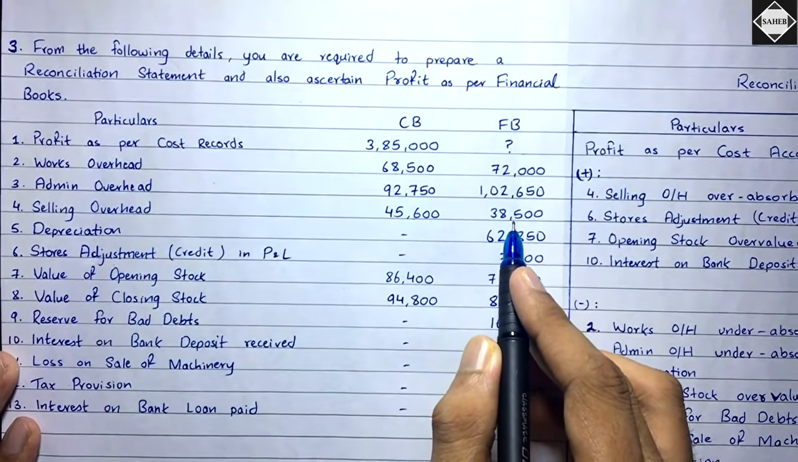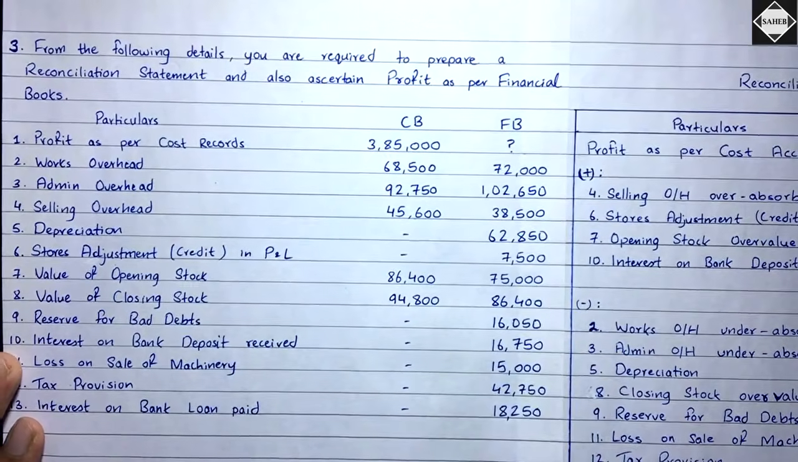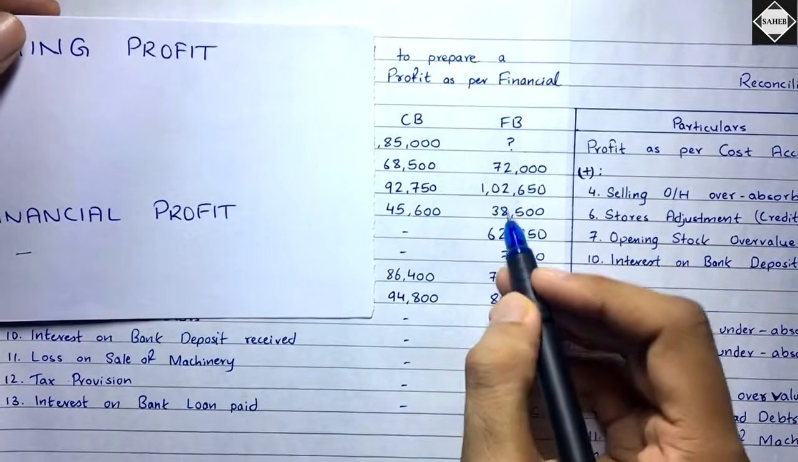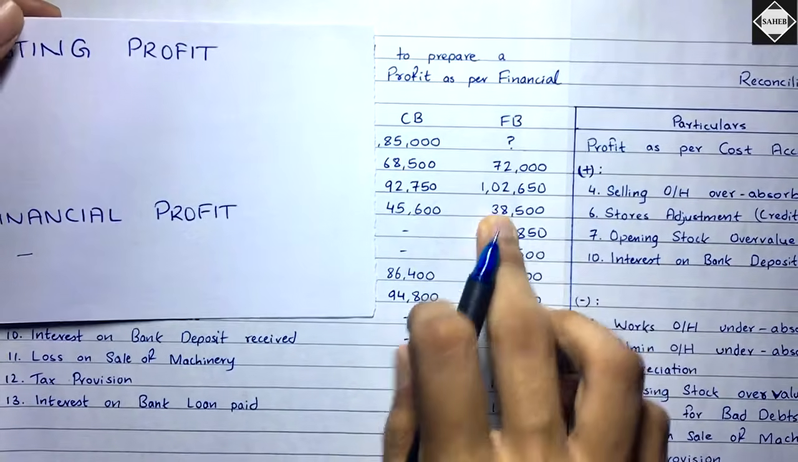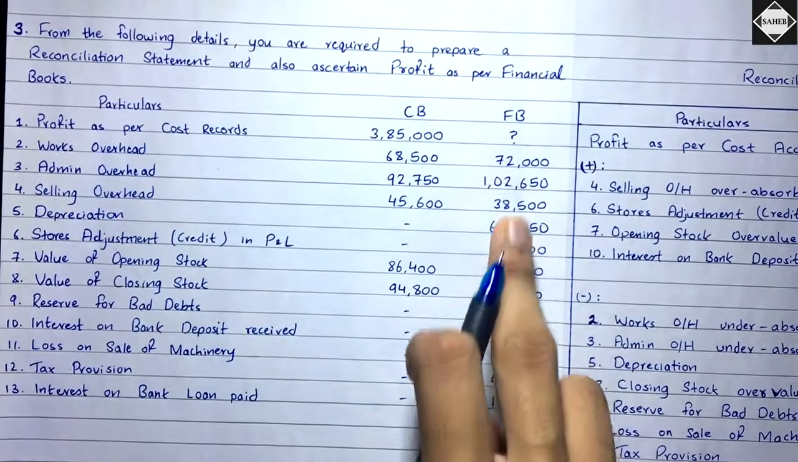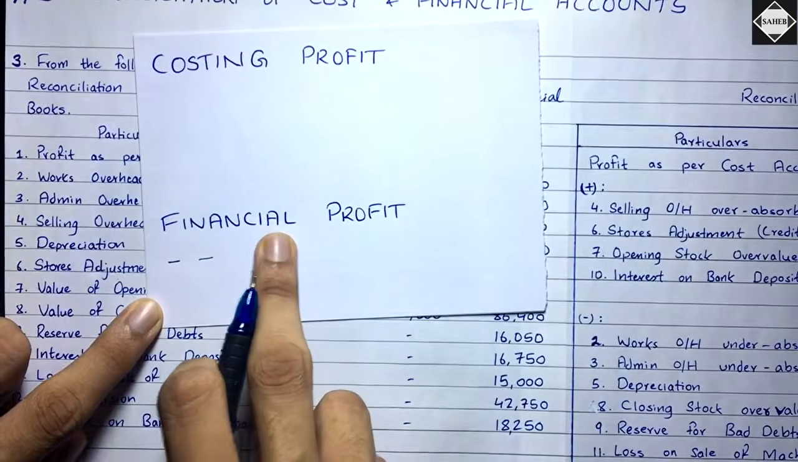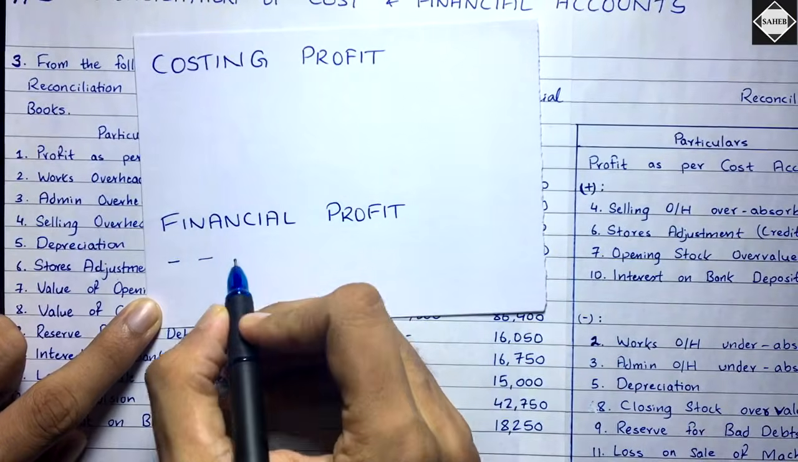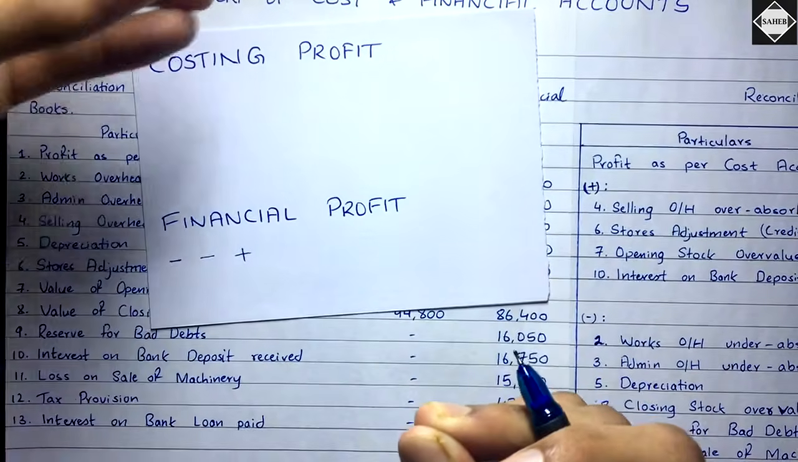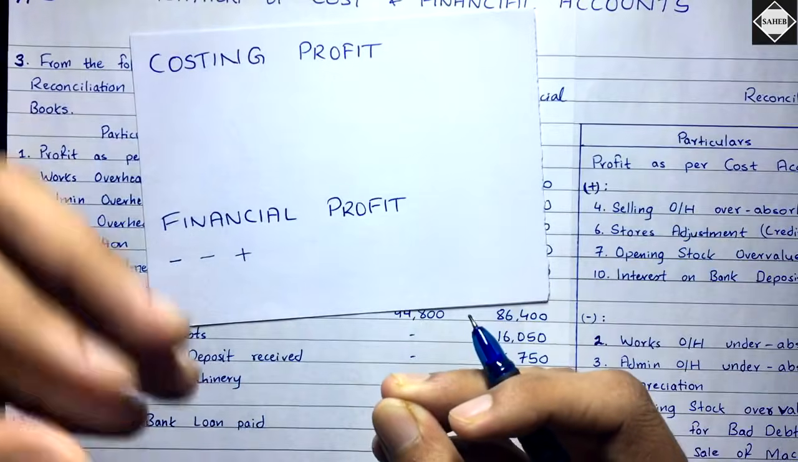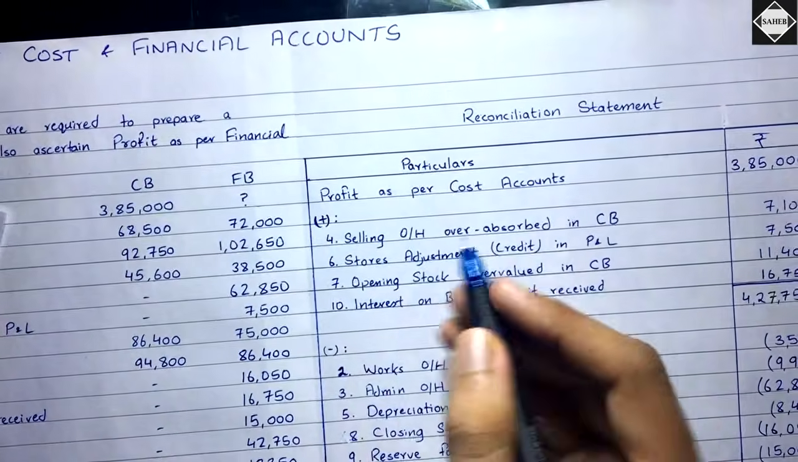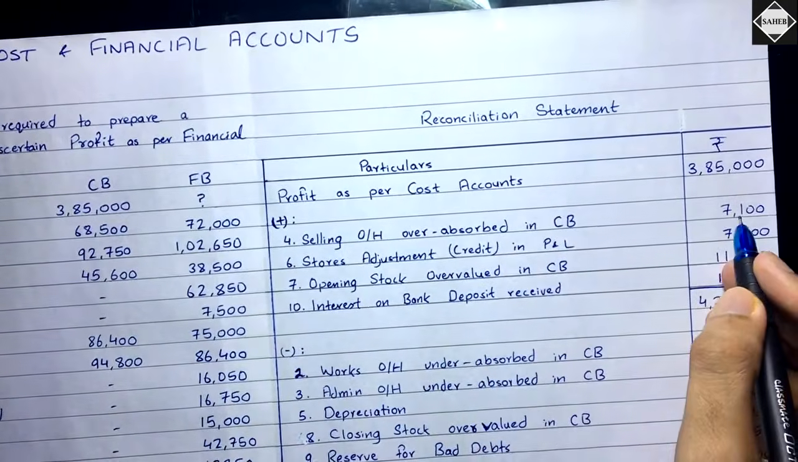So now what you have to do? You have to see the impact of this transaction on your target profit. Always do that. So 38,500 has been recorded less in financial books. So expense has been recorded less in financial books. That means on your financial profit, the impact is positive. Expense has been recorded less, profit will be more. So you have to add this transaction. See here, selling overhead over absorbed in costing books, 7,100.